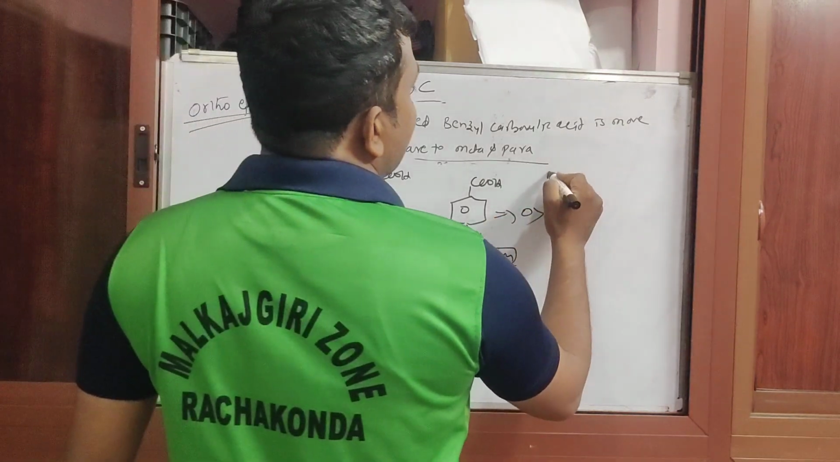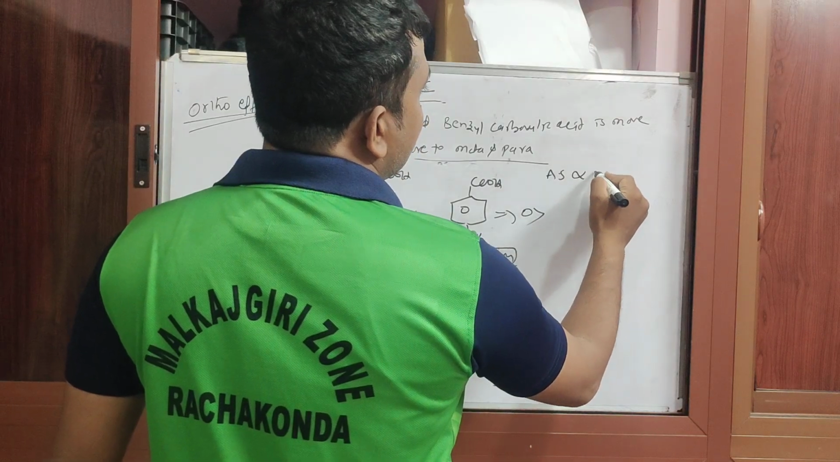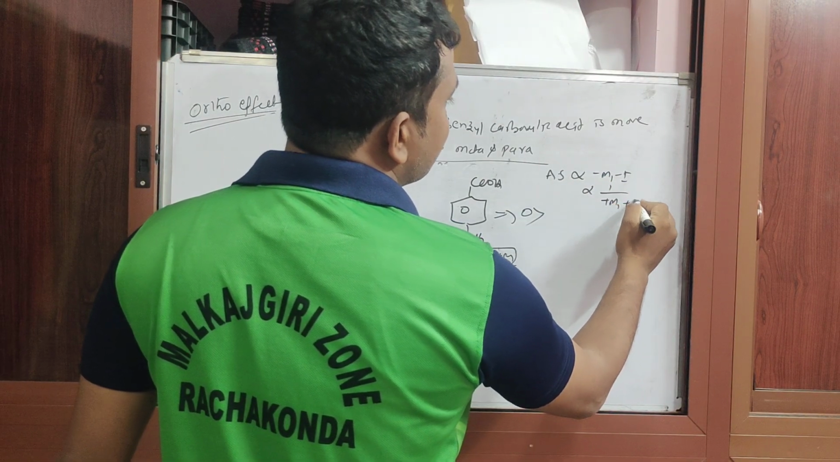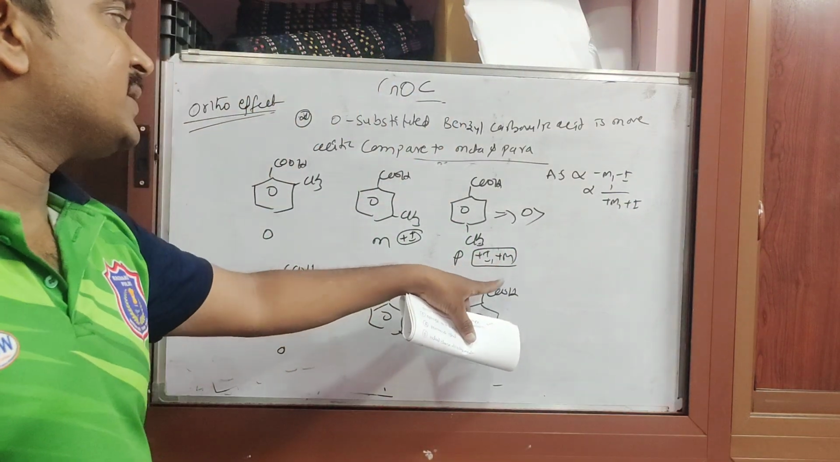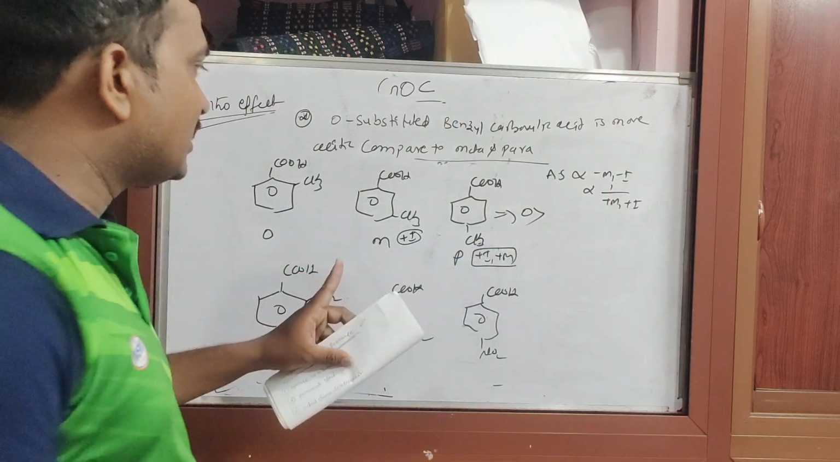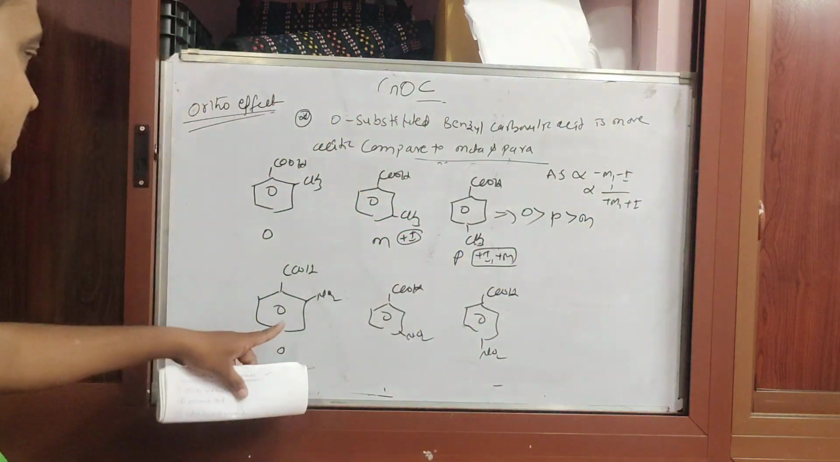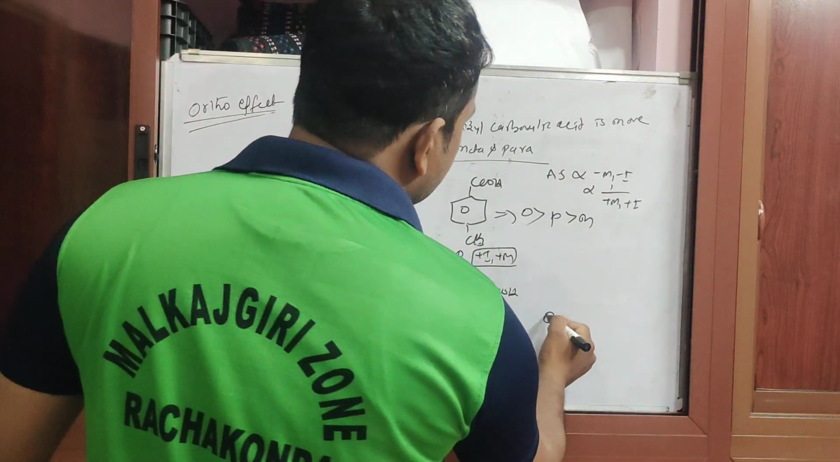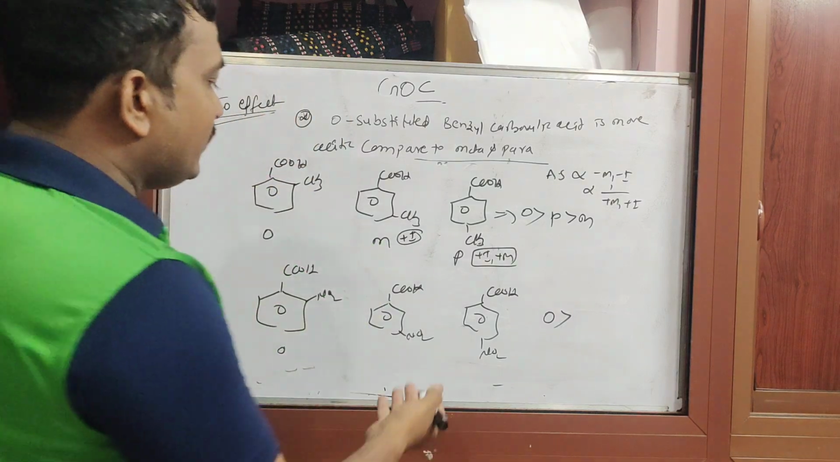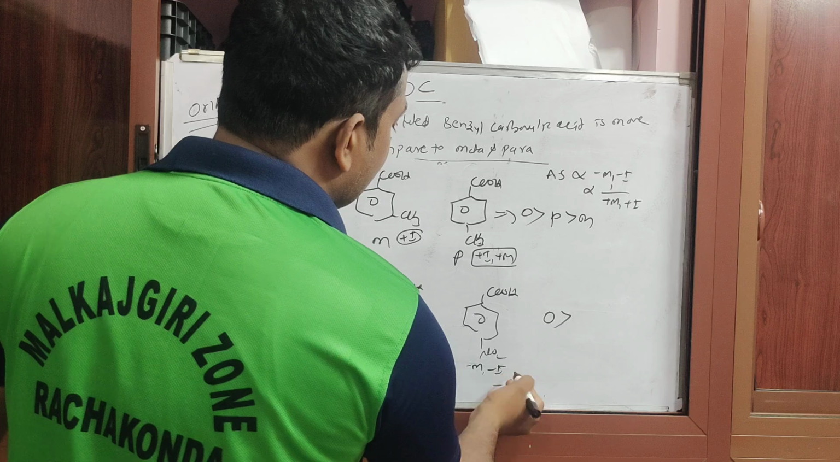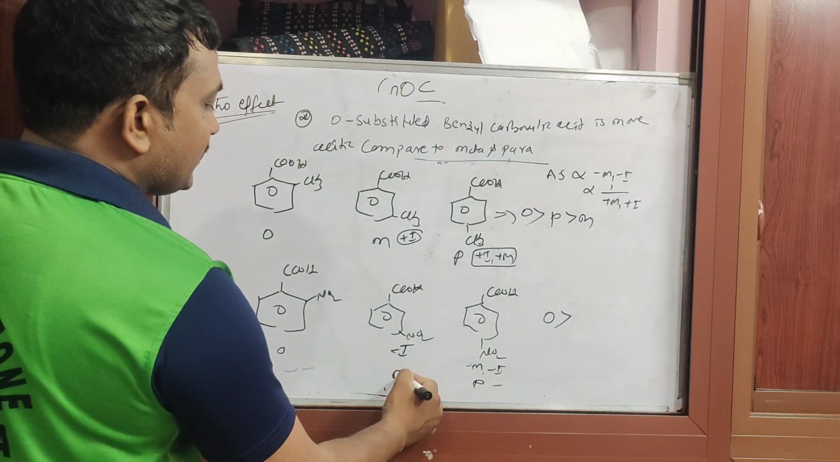Compare the acidic strength. Acidic strength is directly proportional to minus M and minus I, and inversely proportional to plus M and plus I. Due to plus M and plus I, this is less acidic compared to the meta position. That's why para is less than this. In case of ortho, ortho is always more acidic due to the ortho effect. If you consider this, it is minus I, minus M and minus I. This is para and meta.